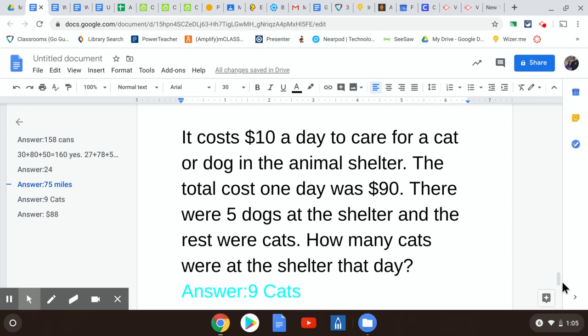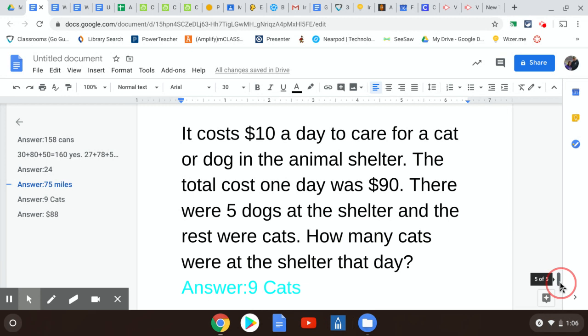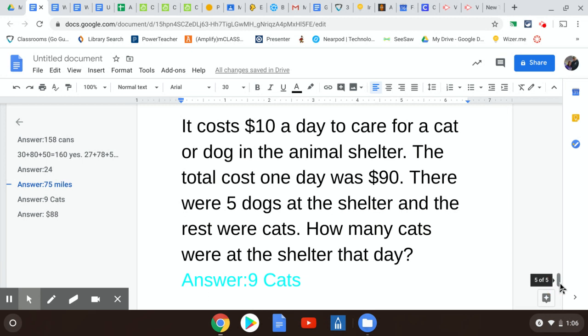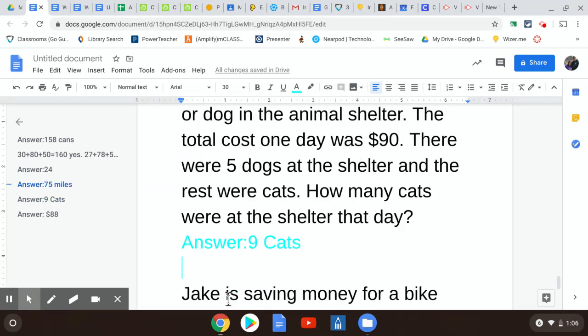So, it costs $10 a day to care for a cat or a dog in the animal shelter. The total cost one day was $90. There were 5 dogs at the shelter, and the rest were cats. How many cats were at the shelter that day? So this one is kind of confusing, so we're going to have to think about this. So since it costs $10 a day to care for cats and dogs in the shelter, and one day costs $90, that's what we have to do first.